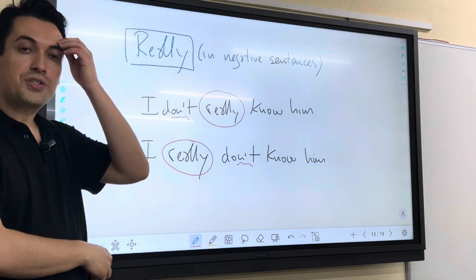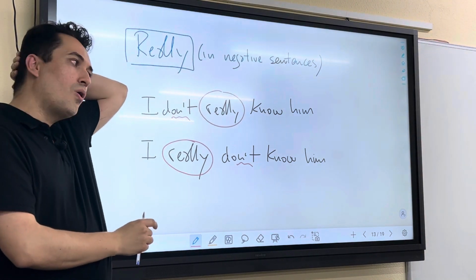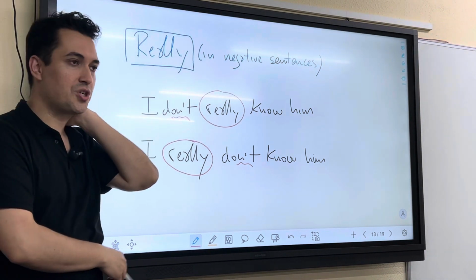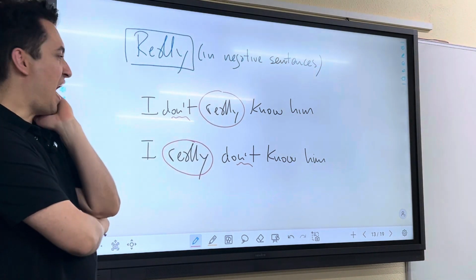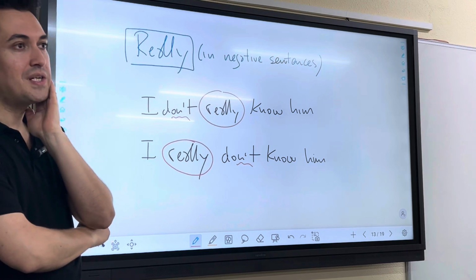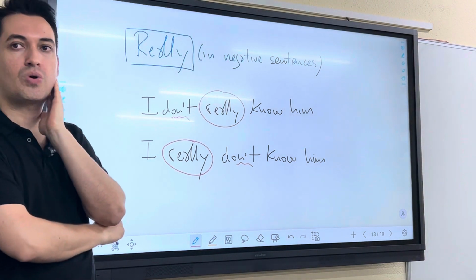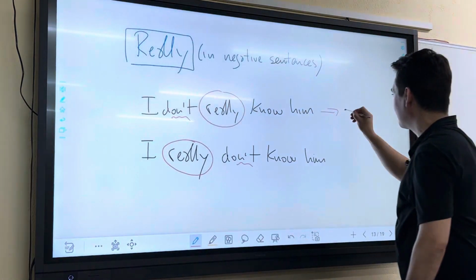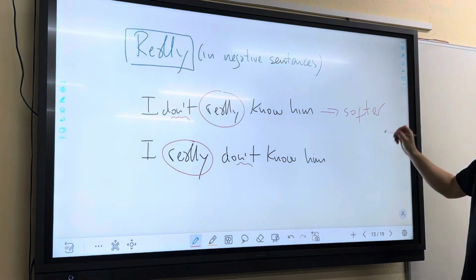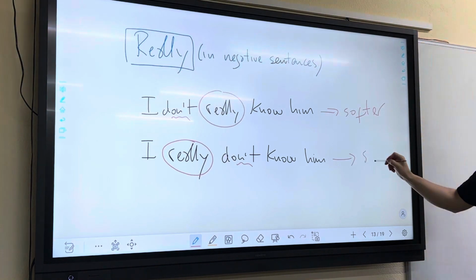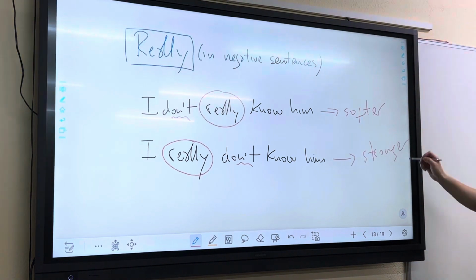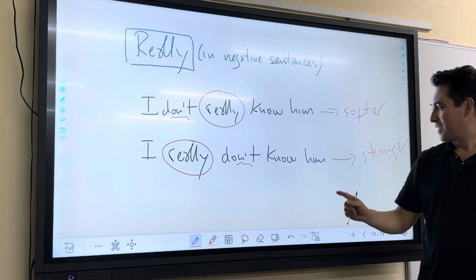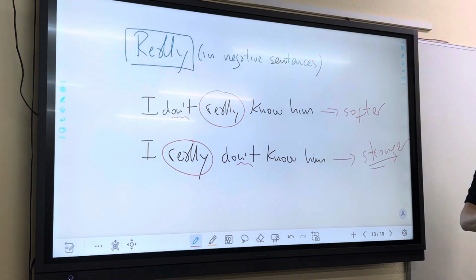Excuse me, Jesus, do you know Pablo? I don't really know him. Excuse me, Jesus, do you know Pablo? I really don't know him. Which one is softer and which one is stronger? The first one is soft. But the second one is really strong. I really, really, really don't know him, okay? Yeah, this is stronger.